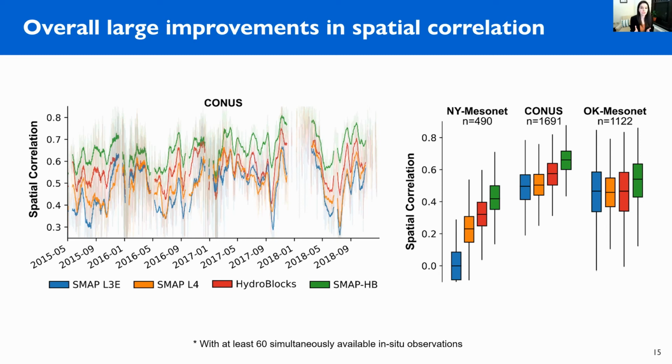However, what was interesting is that when we combine the emergent soil moisture using the approach that we presented here today, the improvement in spatial correlation is much larger than what we observed solely using the model. So that was very encouraging.